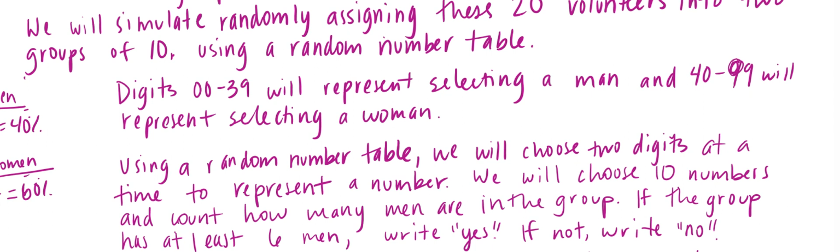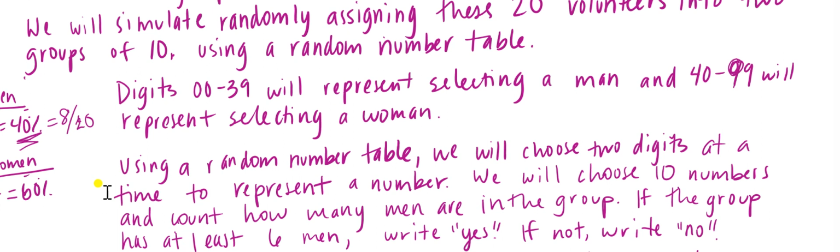So let's talk about where that comes from. In this group, there are 20 people, and 8 of them are men. If I take 8 out of 20, that actually is 40%. Since I'm dealing with 40%, I'm going to look at a total of 100 numbers, and I would like 40 of those 100 numbers to represent men, since 40% of my sample are men.